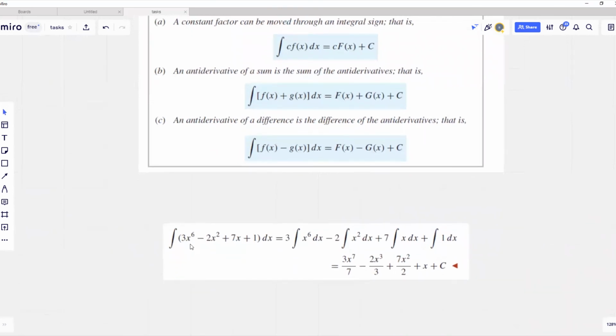Let's assume that we are trying to integrate the following polynomial. Then we can find the integrals of its terms separately. We can factor out 3, then find the integral of x to the power of 6, which is equal to x to the power of 7 over 7. Then we separately find the integral of the second term, minus 2 times the integral of x squared, which is x cubed over 3, and so on.